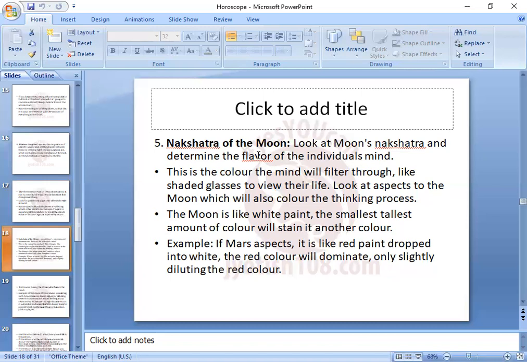Okay, so if Mars is conjoined with the moon, then it's just like red paint dropped into white. Once red paint is dropped into white, maybe the red color will dilute itself, but at the end of the day, the white will no longer be visible. Only the red color will dominate. Okay, so this is how the planets will dominate when aspecting or conjunct with the moon.